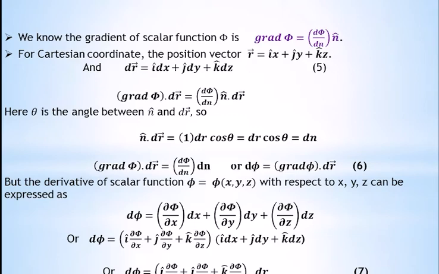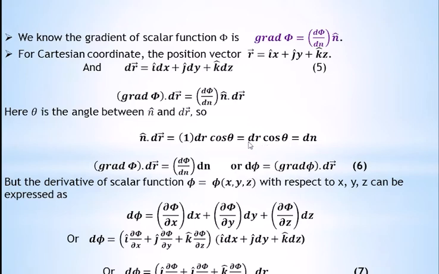For Cartesian coordinates, the position vector r vector is equal to i cap x plus j cap y plus k cap z. If we differentiate this, we get dr vector is equal to i dx plus j dy plus k dz. Then we multiply grad phi, which is d phi upon dn n cap, by dr. Here theta is the angle between n cap and dr. Then n dot dr is equal to 1 dr cos theta, which is equal to dr cos theta, or equal to dn.